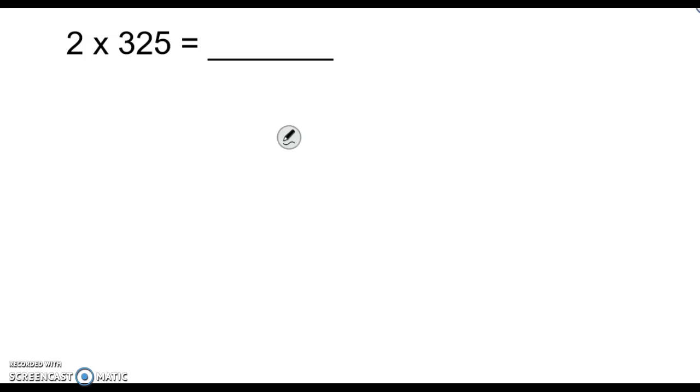All right, today we're going to practice the distributive property. This should be a little bit of review for some of you. Some of you, this might be new. So we're going to take this slow and we're going to get through it.